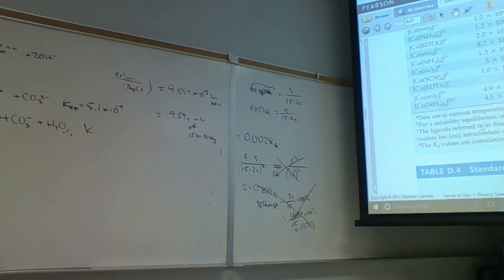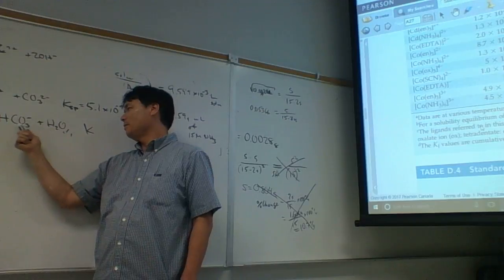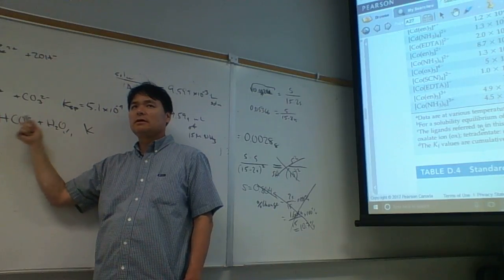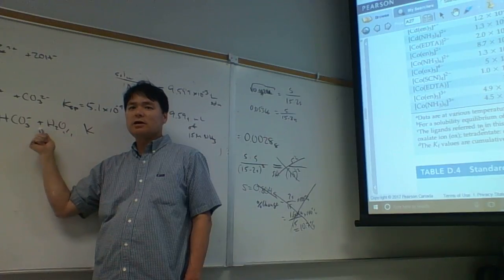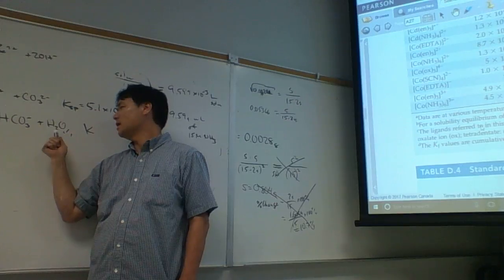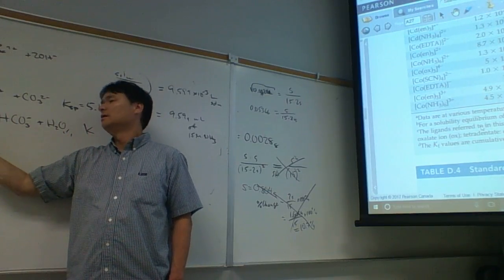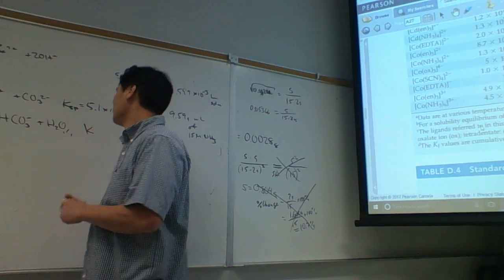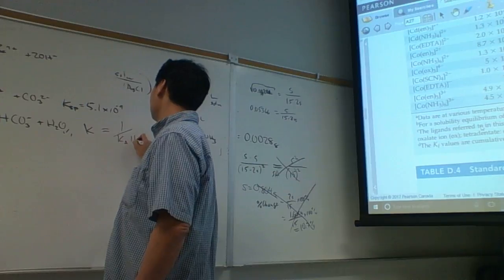For chapter 18, we want an actual number for this. How can we get a number? The way we can get a number is by looking at this backwards. If we look at this going backwards, what is this? Going backwards, this is hydrolysis. Is this acid hydrolysis or base hydrolysis? This is acid hydrolysis. Bicarbonate plus water forms hydronium and carbonate. And so the K for this is actually 1 over Ka for bicarbonate.